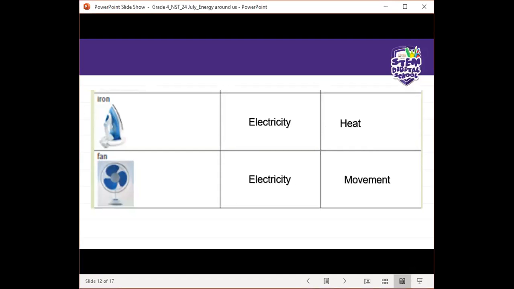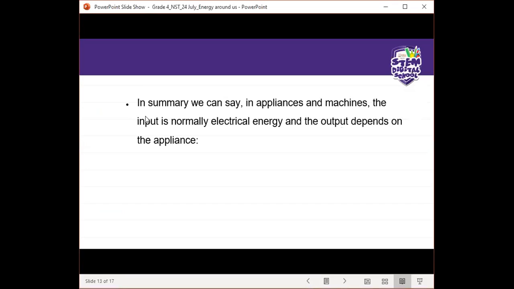Okay, guys, I'm sorry about that. I just pressed again, like the fan, so there won't be a chance for you guys to answer for the fan. So the fan uses input energy of electricity, and the output energy would be movement. Okay, so creating that cold air. All right, guys.